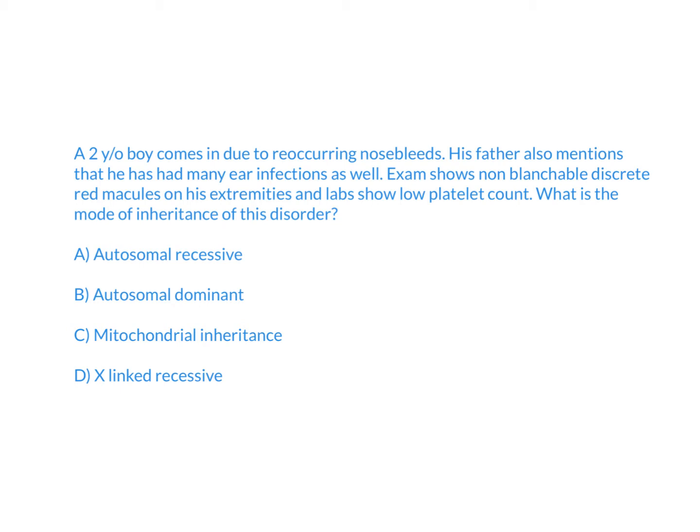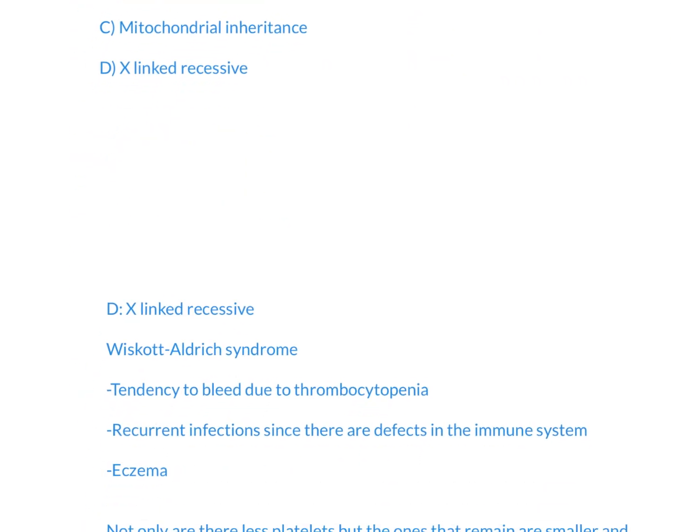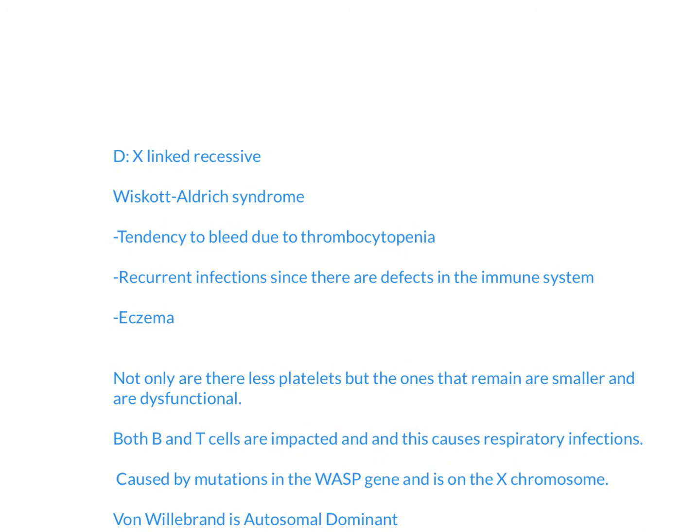Okay, so the answer is going to be D, X-linked recessive. So for this problem, it's going to be Wiskott-Aldrich syndrome. So essentially for this one, there's a triad that you have to memorize, and this problem shows all three. So it's going to be eczema, a tendency to bleed due to thrombocytopenia, and finally you're going to have recurrent infections due to defects in the immune system.